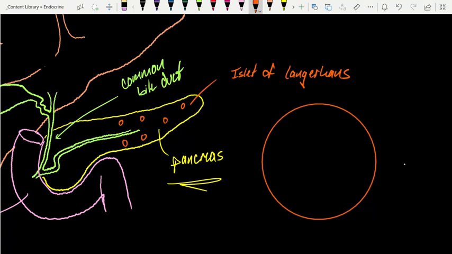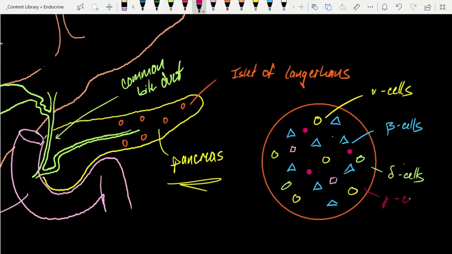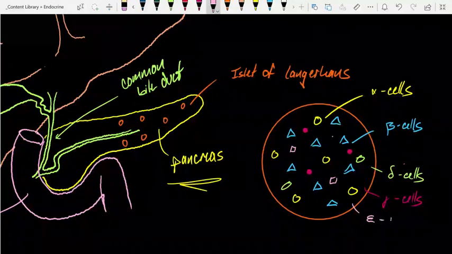I'm actually going to find at least 5 different cell types in these islets. We'll start at the top. These yellow cells we'll call alpha cells. The majority of cells are called beta cells. We have 3 other cell types. We don't want to spend too much time on these: delta cells, gamma cells, and epsilon cells.